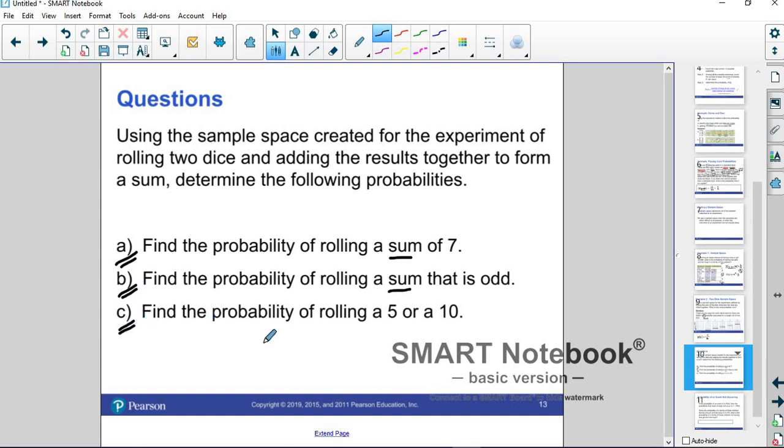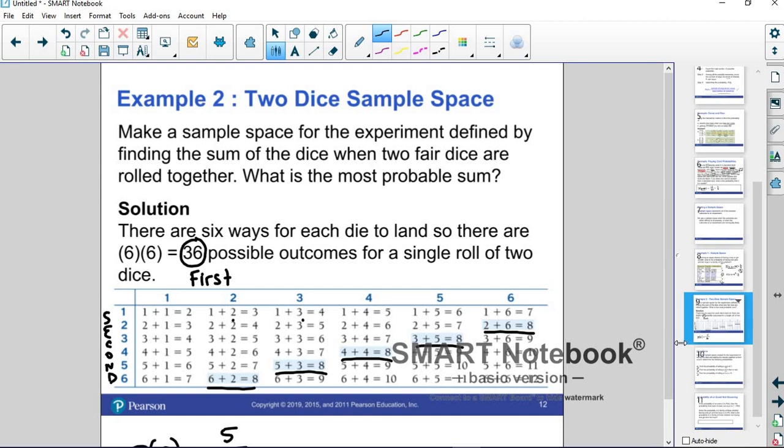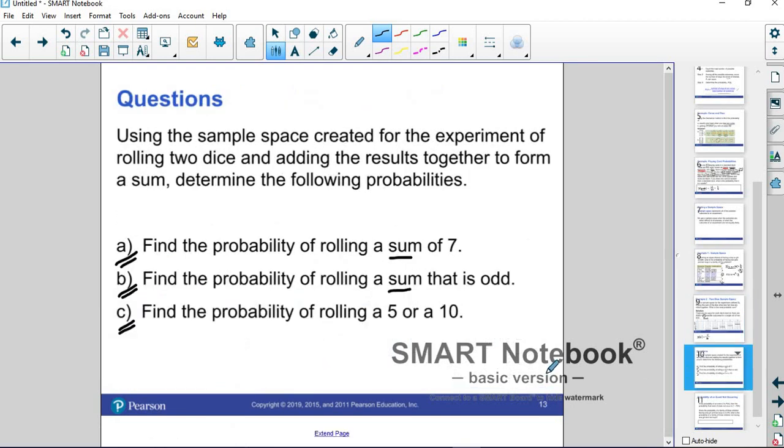Questions, hit pause. And then if you need to go back in the video, you can look at that sample space, or take a picture of that real quick, and then come and answer these 3 questions. Hit pause, and then we'll go over them together.